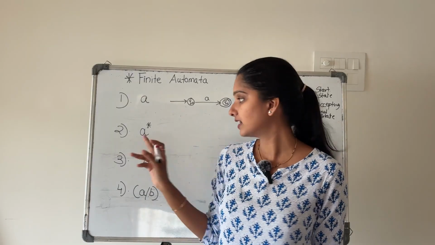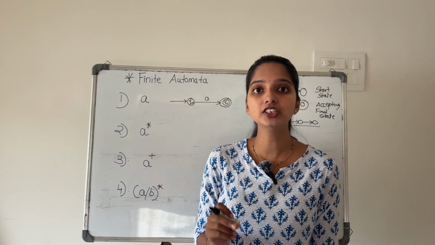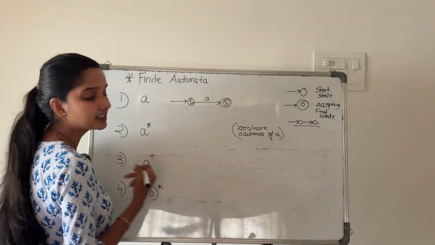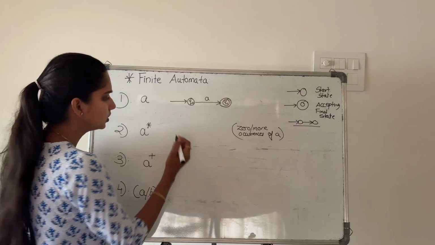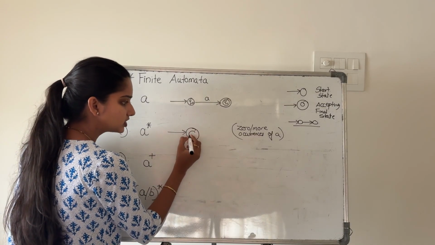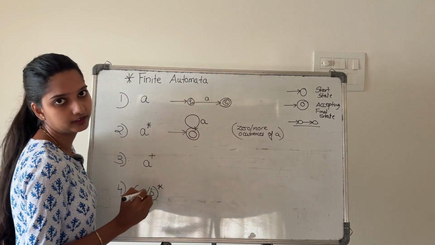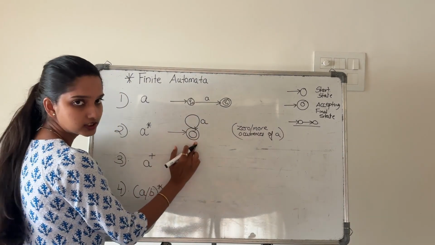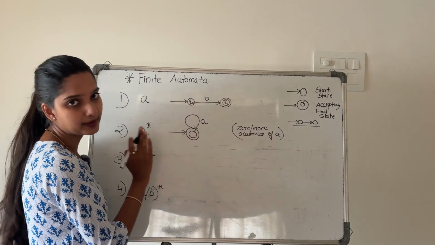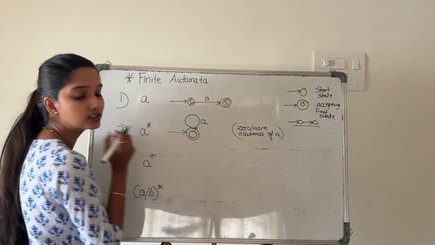Now if the expression is A asterisk, A asterisk is nothing but your Kleene closure. This asterisk denotes that it can accept 0 or more occurrences of A. In that case, your initial state will also be your final state, also your accepting state. If it is a closure, it means 0 or more occurrences of A.